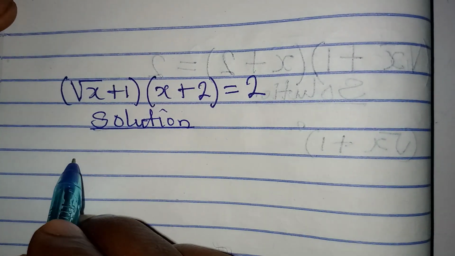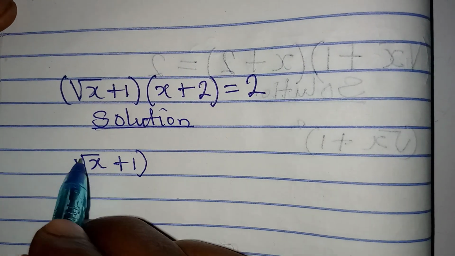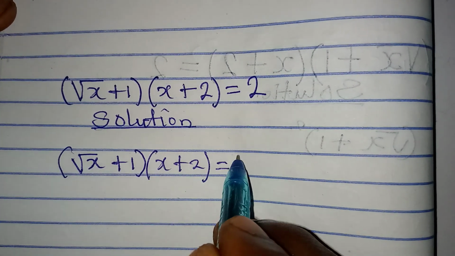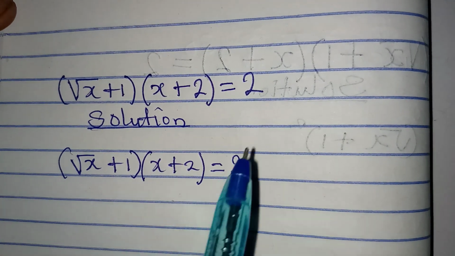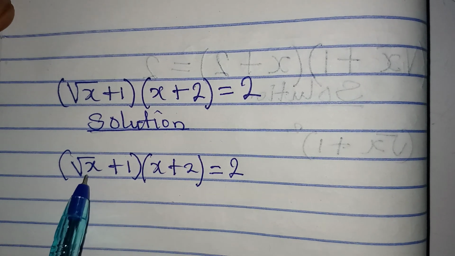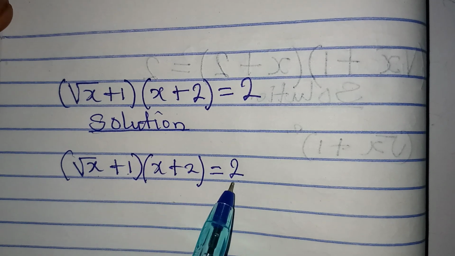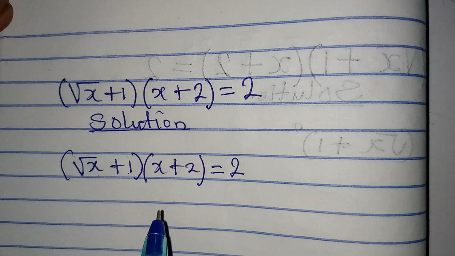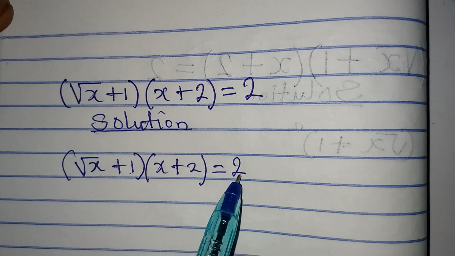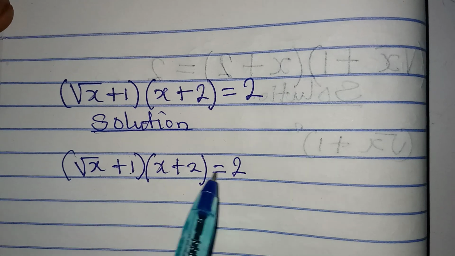We have root x plus 1 multiplied by x plus 2 equal to 2. One of the mistakes that a lot of persons will make is to say that root x plus 1 is equal to 2, or root x plus 2 is equal to 2, and that would be very wrong. You can only equate either of them to 0 if you have 0 here. But if you have any number other than 0, you can't do that.